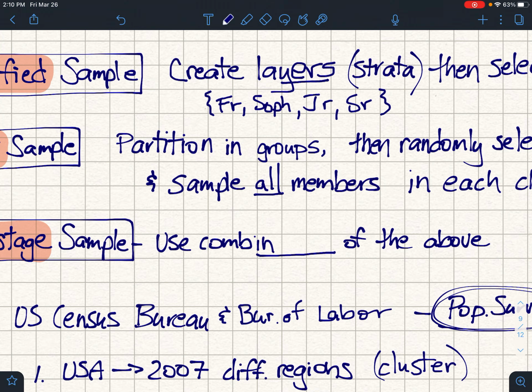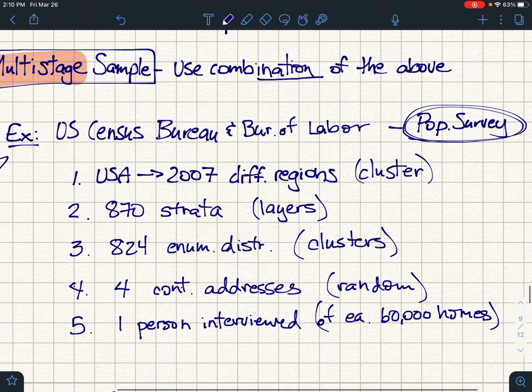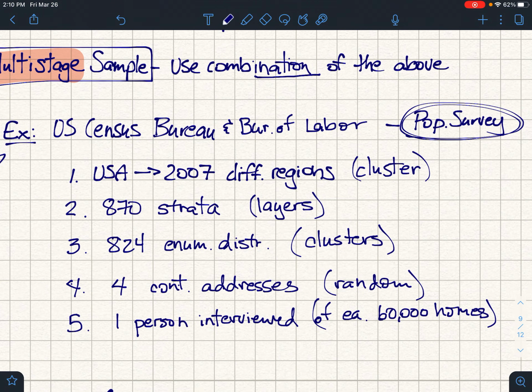Finally, multi-stage. Multi-stage uses a combination of all of the above. And here's an example, and it will show you some of the different types of sampling going on there. The U.S. Census and the Bureau of Labor are doing a population survey specifically on jobs, employment, that kind of thing. So they want to look at all the U.S. Well, that's a huge population to look at, okay? So they don't do this very frequently.